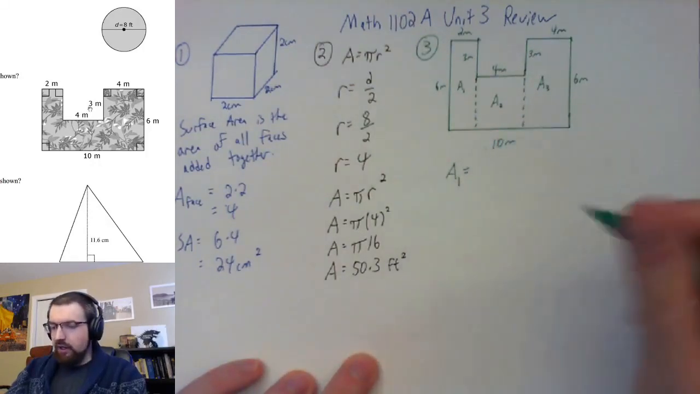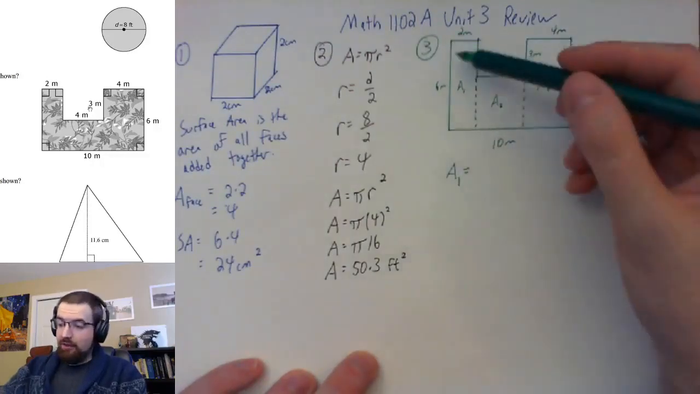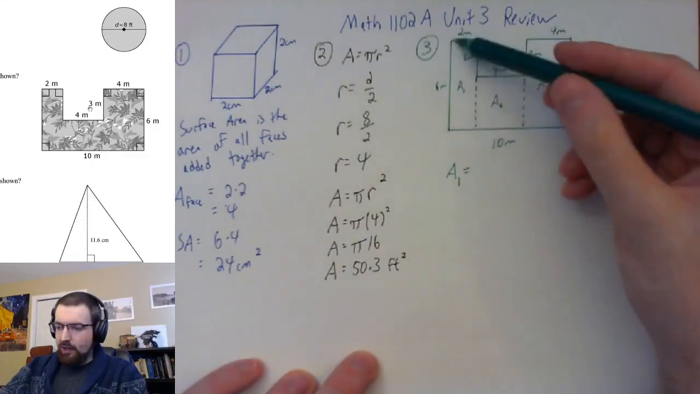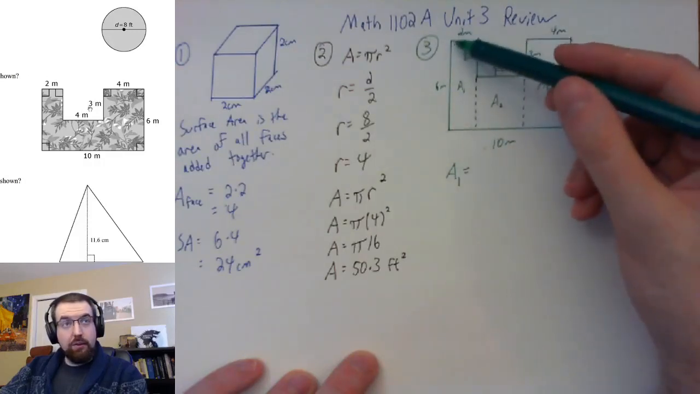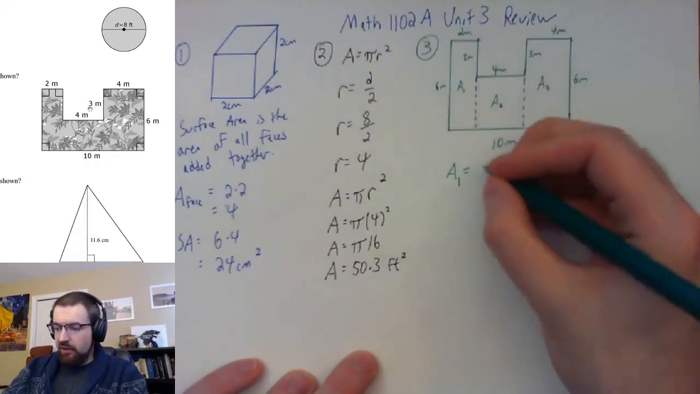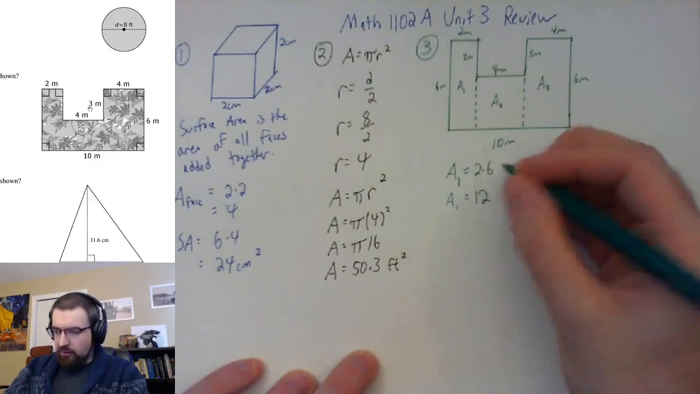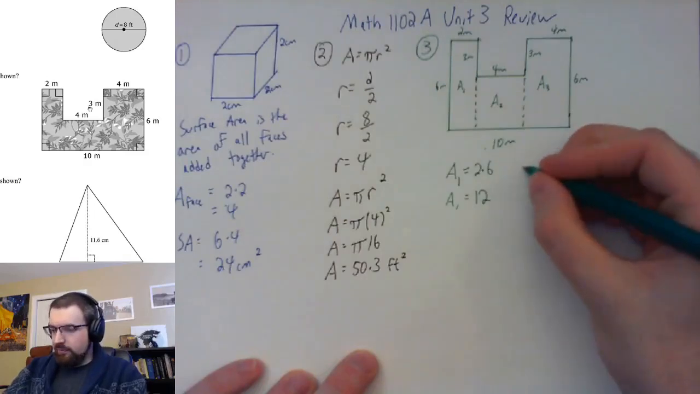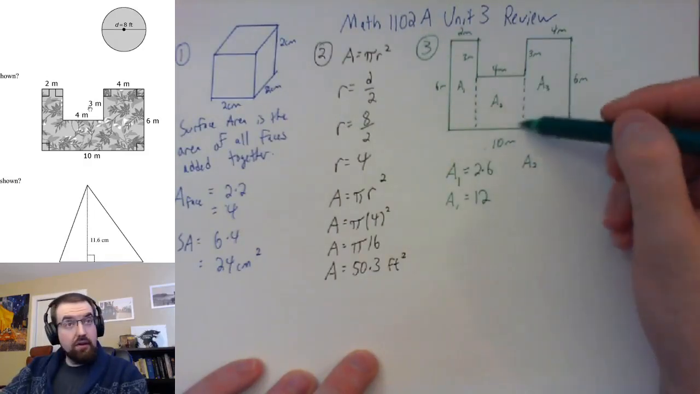So in area 1, these are all rectangles, so it's just going to be length times width, right? So we have to make sure that we're taking the length and the width of the full shape. So here it's all the way out around this way. So it's going to be 2 on the top and 6 on the side. So 2 times 6. So A1 is equal to 12.